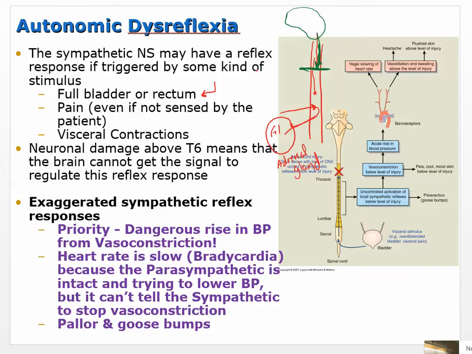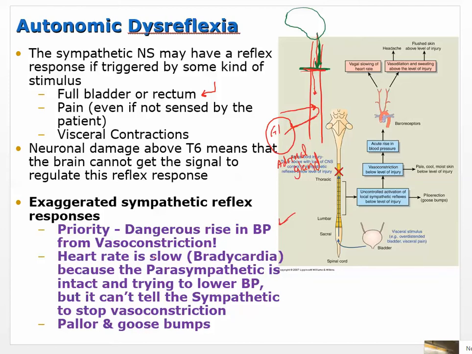Then this sympathetic nervous system is activated, and it causes the vasoconstriction. So neuronal damage above T6, thoracic 6, means that the brain can't tell it to stop. Okay, so it's an exaggerated sympathetic reflex. It's going to cause a dangerous rise in blood pressure. Why? Because there's vasoconstriction. Okay, it's caused by a reflex, but it's vasoconstriction.